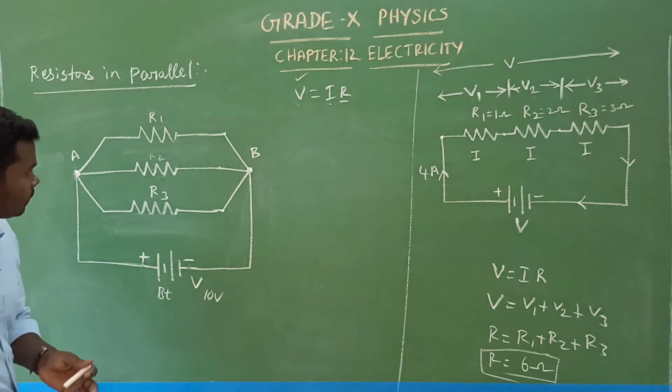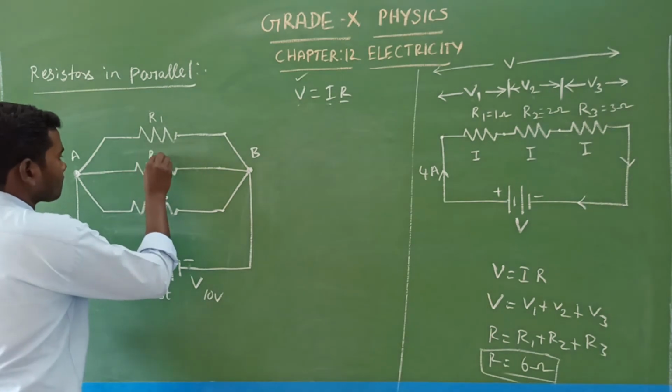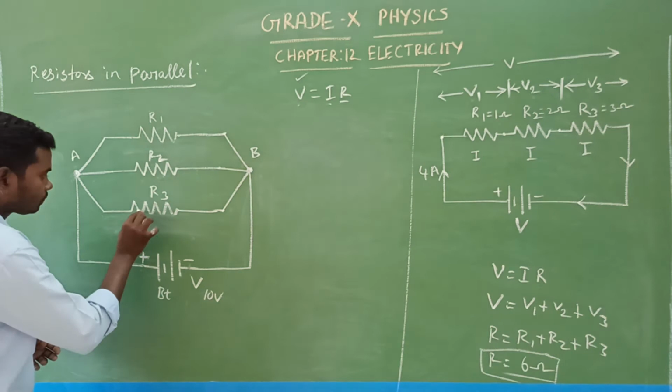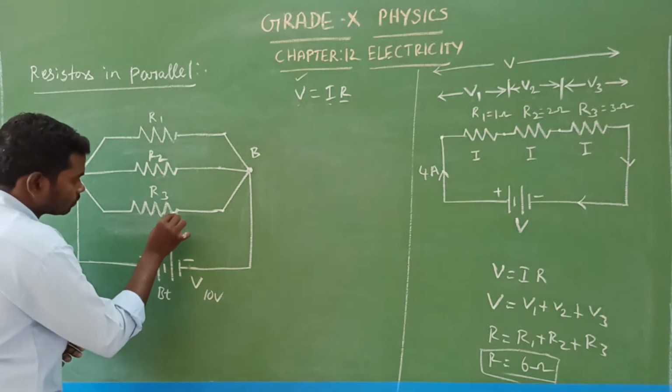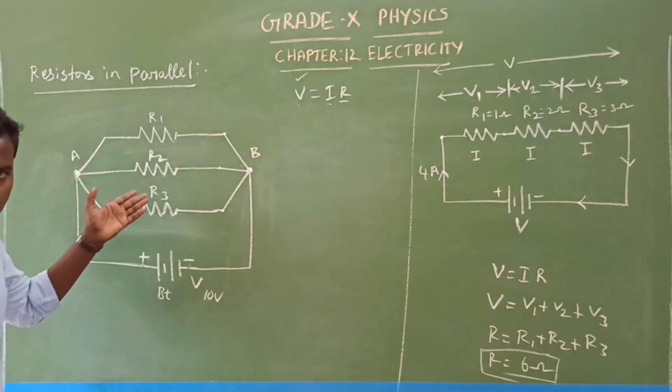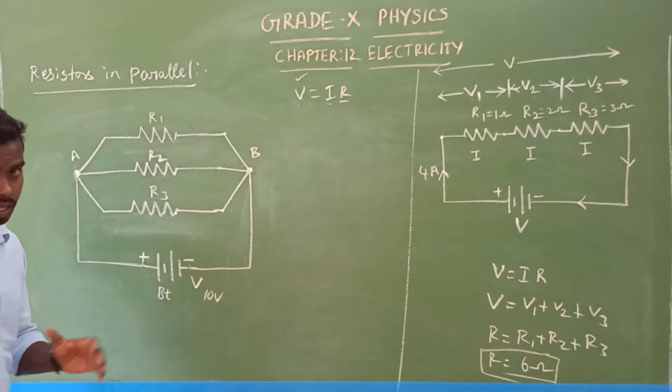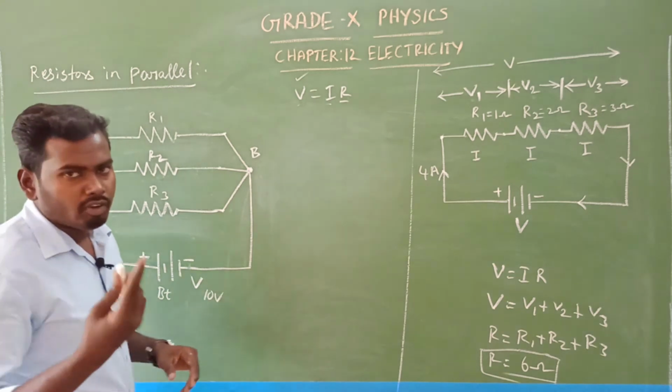Okay, look here. This is R2. This is R1. So what is the same here? What is constant here? In parallel combination, voltage is constant. Is it clear? Yes. Next, we will move on.